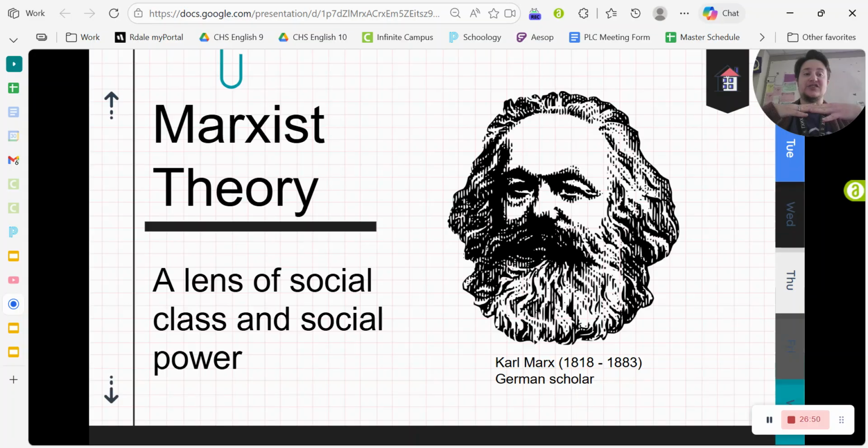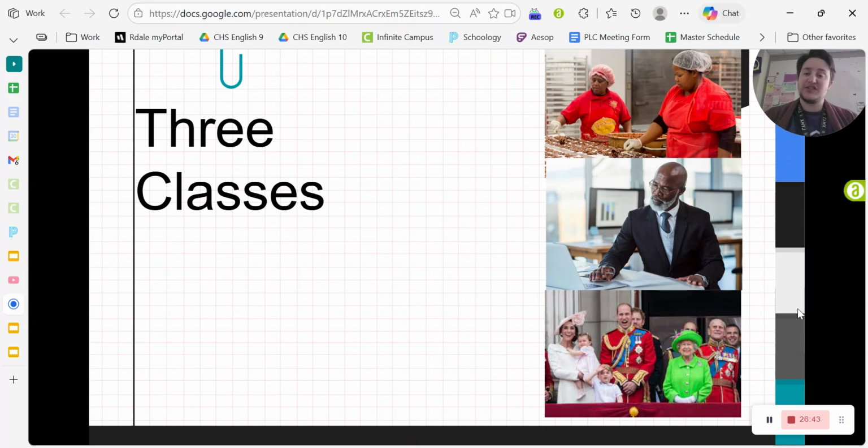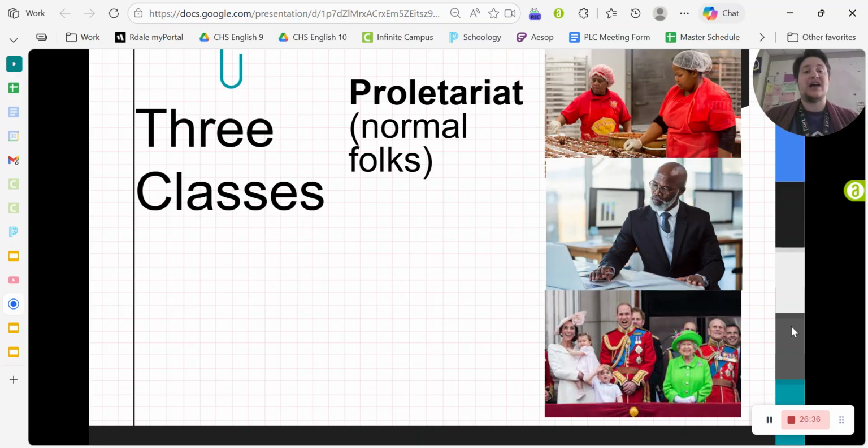How do humans relate to each other? Who has power and who doesn't? And who gets to make the rules anyway? Marxist theory divides humans broadly into three social classes. First, you have what are called the proletariat. This is the biggest class, and it is made up of normal folks. We would also call this working class. So these are people who are just living their lives, working jobs. Again, the vast majority of people belong to the proletariat.